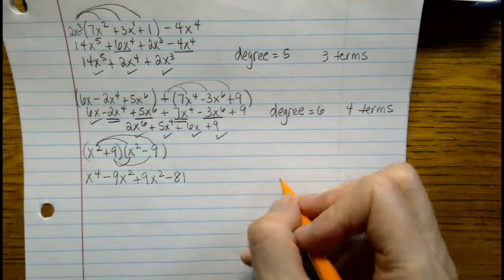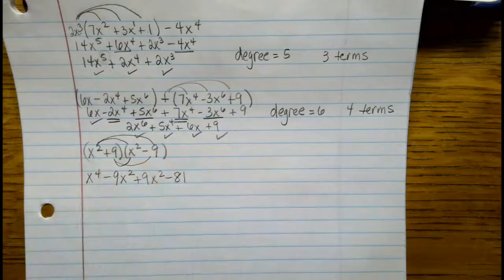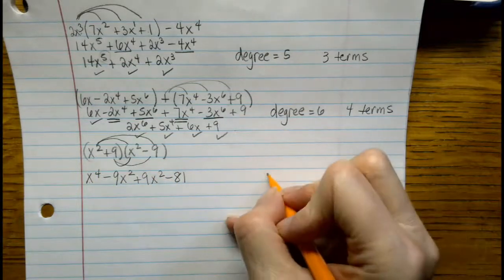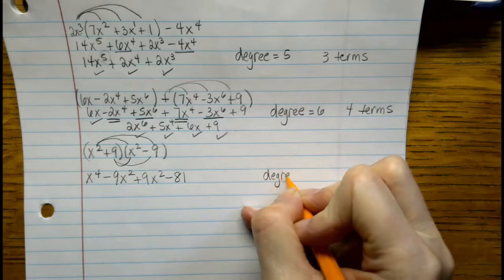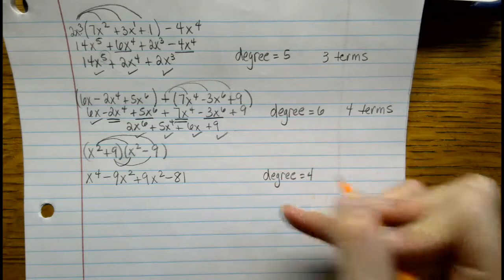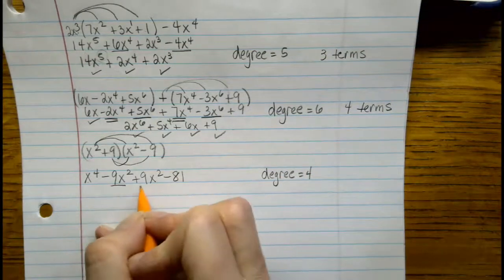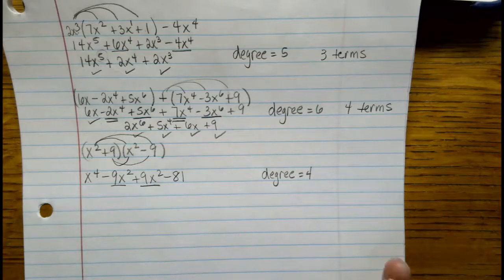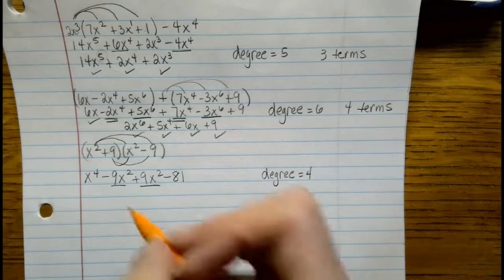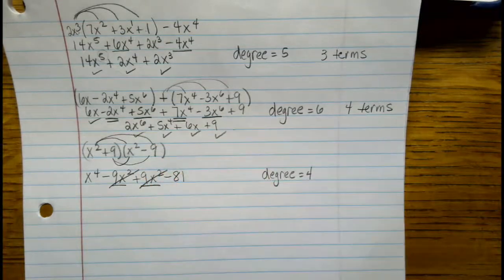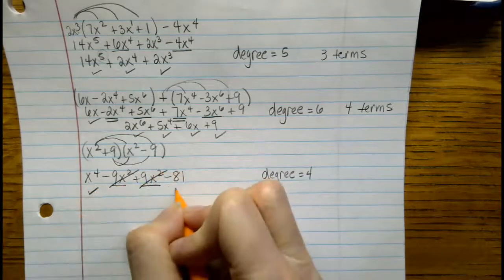Well, our degree on this is the highest degree term. Again, we wrote this in standard form, which means that the highest degree is first. So the degree equals 4. But when we figure out the number of terms, what we notice is that these two terms are like terms. However, one is negative and the other is positive. They cancel out. So what we're left with is 1, 2 terms.